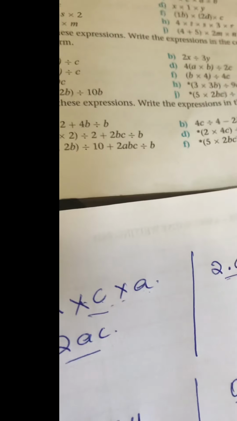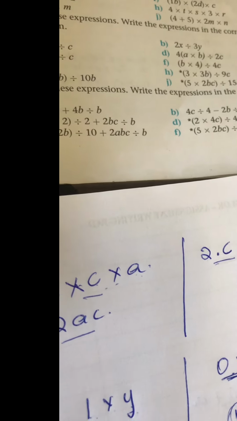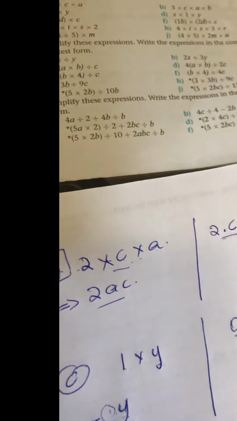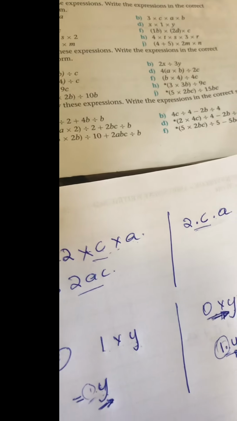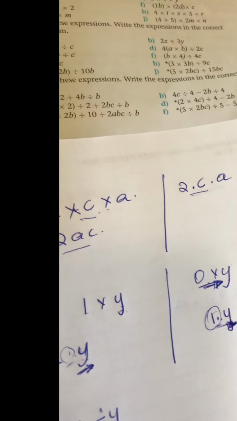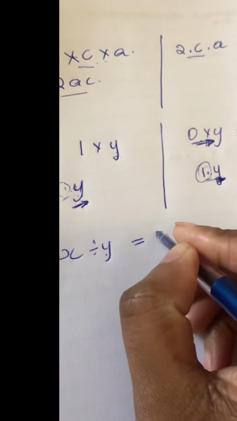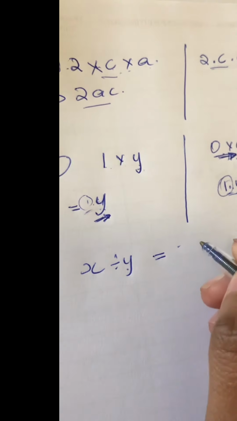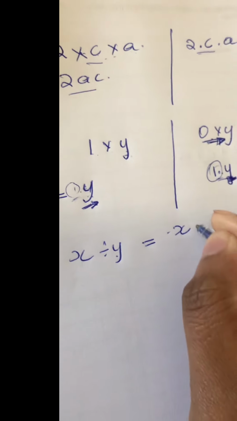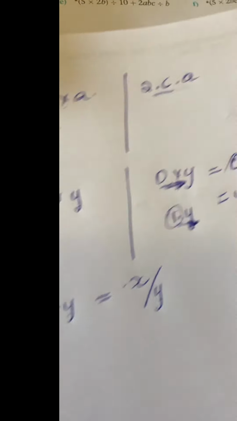question, which is question 2. It says simplify these expressions, write the expressions in the correct shortest form. So we have question 2.a that says x divided by y. These are two different alphabets, so the simplest way to write this in an algebraic form is x divided by y. This is the correct way of writing it in an algebraic manner.